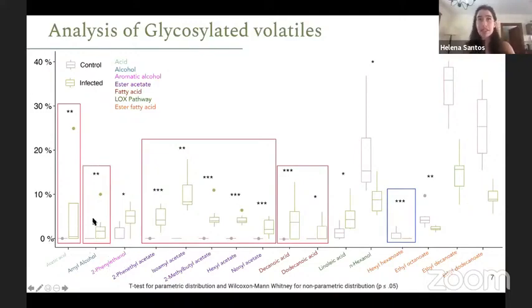Alcohols are known for their disinfectant properties. The fact that they are increasing in infection shows an attempt of the plant to defend itself against Botrytis.